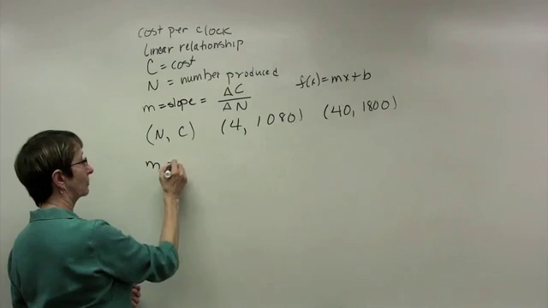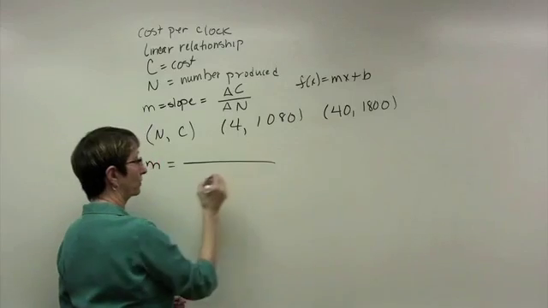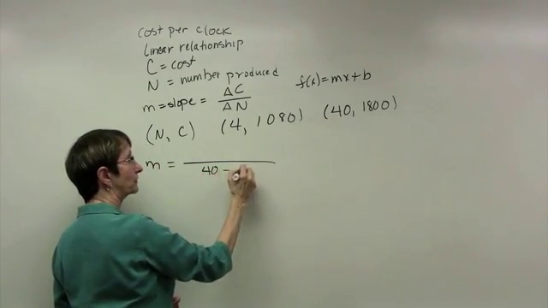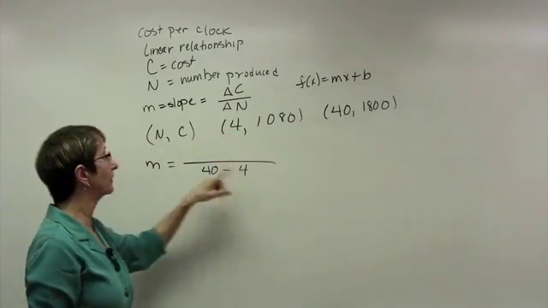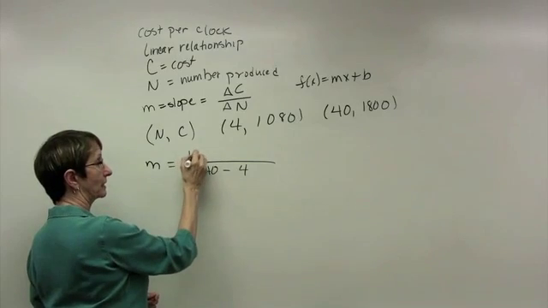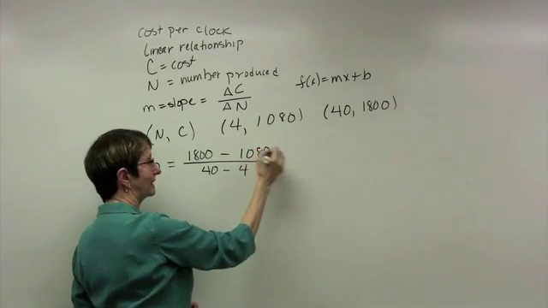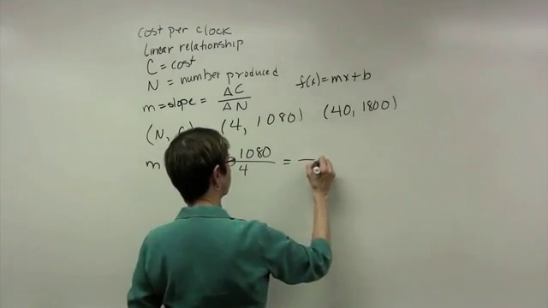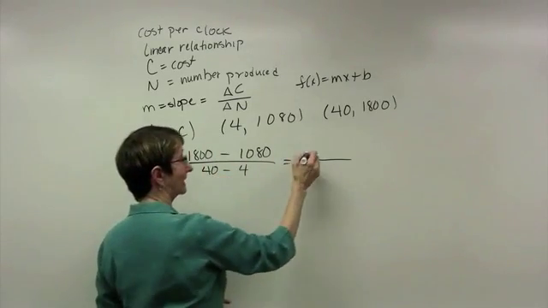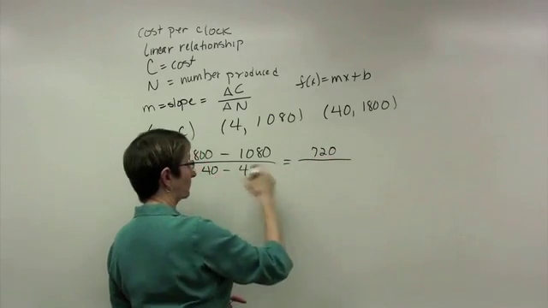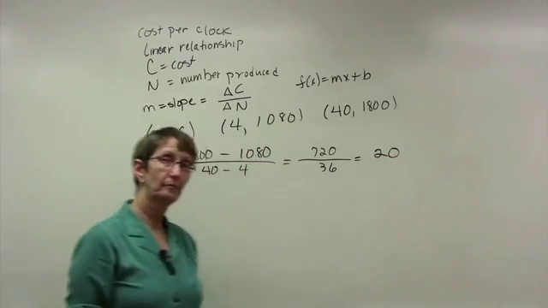So m is equal to, in the denominator, I have the change in the number of clocks. So that will be 40 minus 4. In the numerator, I need the y value or the cost value that goes with 40. So that's 1,800 minus the y value for 4, which is 1,080. When I subtract 1,800 minus 1,080, I get 720. 40 minus 4 is 36. So this is equal to 20.